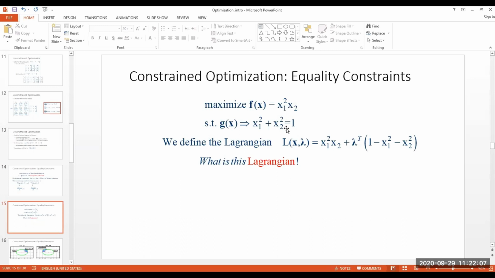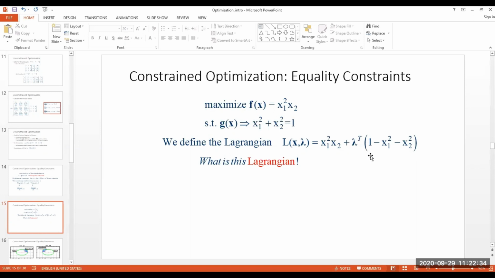So we follow step number 1. We define the Lagrangian. We simply take f of x plus lambda transpose, because we have only one g here, so you could also write simply lambda. Then you write it in this fashion, that means you take the constant term first, and then you take the other mathematical expression to the other side.